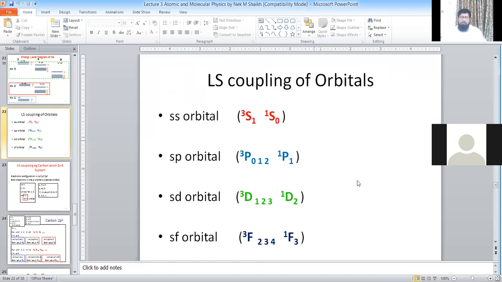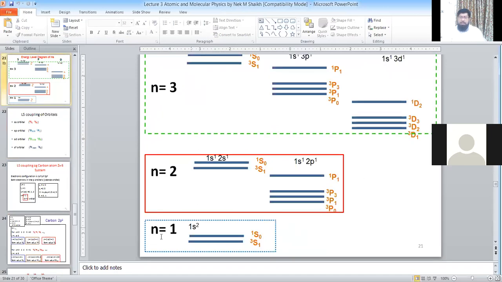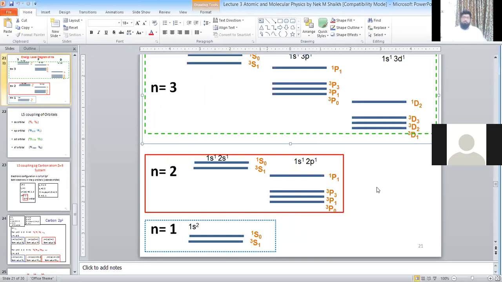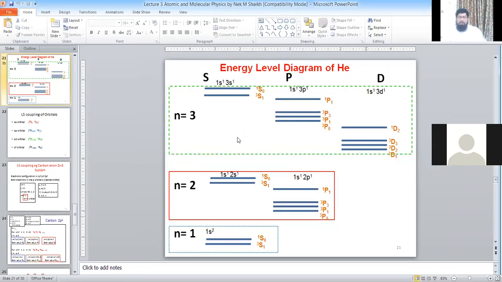So here, if we look here, this is the n equal to 1 lower level, this is n equal to 2, second level, and this is n equal to 3, third level. So now here, if we look, this is the s orbital, this is the p orbital, and this is the d orbital. So I just put it here.